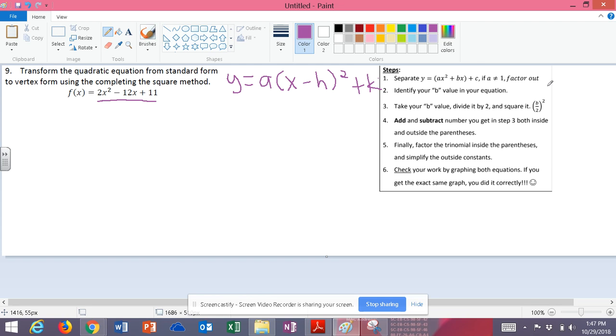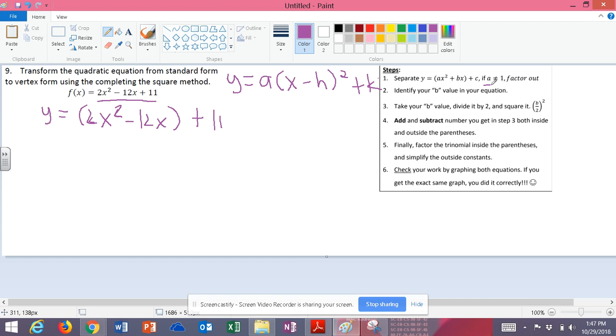So I'm going to have y equals parentheses 2x squared minus 12x close parentheses plus 11. So you just separate your variables from your constants.